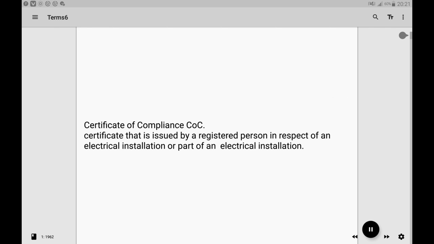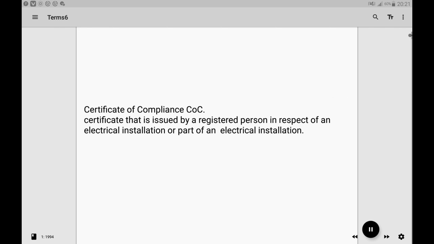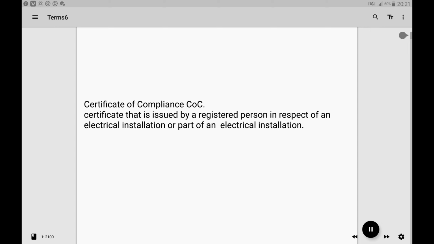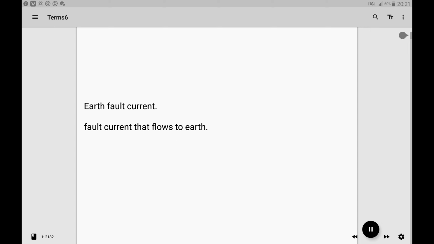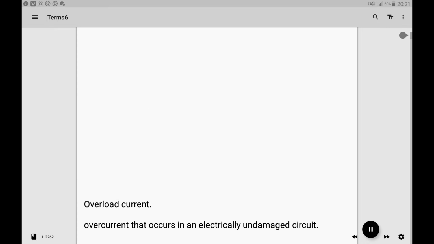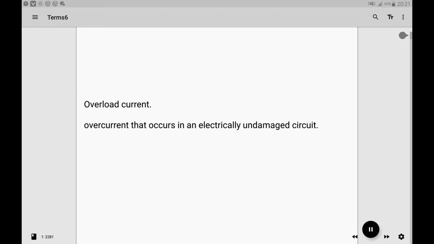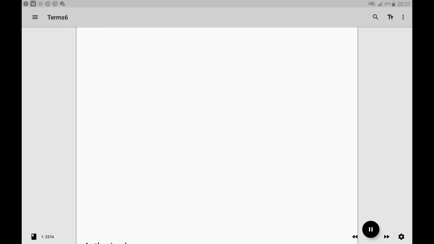Certificate of compliance. COC. Certificate that is issued by a registered person in respect of an electrical installation or part of an electrical installation. Earth fault current. Fault current that flows to earth. Overload current. Overcurrent that occurs in an electrically undamaged circuit. Authorized. Authorized by the relevant regulator.